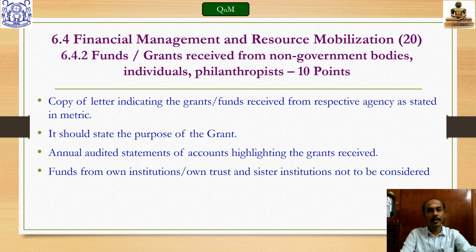So 6.4.2 is the funds or grants received from non-government bodies and individual philanthropists, which carries 10 points. The grants that you are receiving from these bodies need to be properly recorded in our accounting books, and for what purpose the funds have been utilized should be reflected in our annual statement, and it should be properly verified by the auditor.